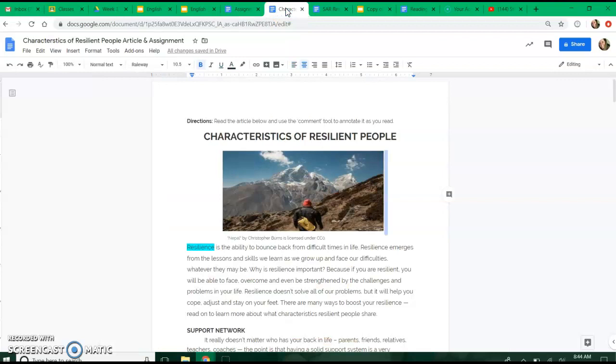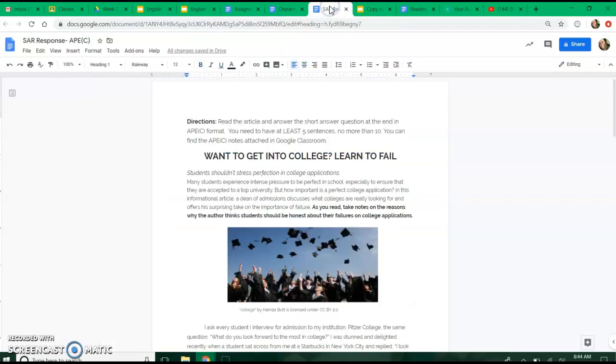Oh, wrong document, sorry. Okay, this is your SAR response, and this is what you're going to do with your APE strategy. We discussed this when we were talking about Romeo and Juliet and doing the short answer responses, okay? So, your directions. Read the article and answer the short answer question at the end in APE format. You need to have at least 5 sentences, no more than 10. You can find the APE notes attached in Google Classroom.